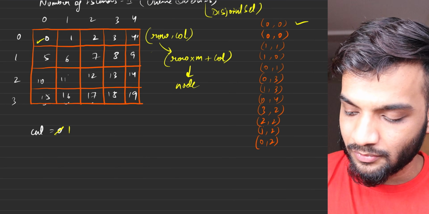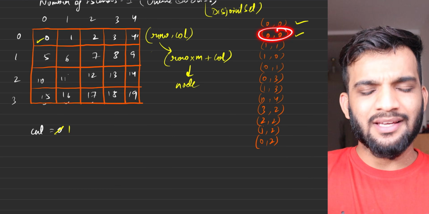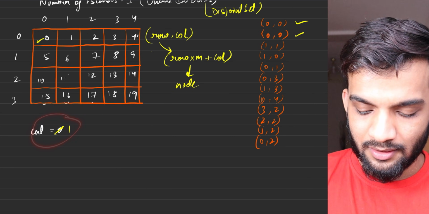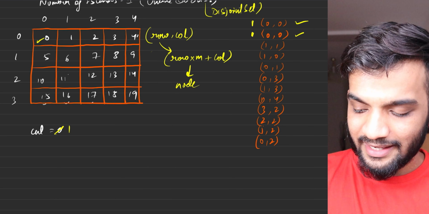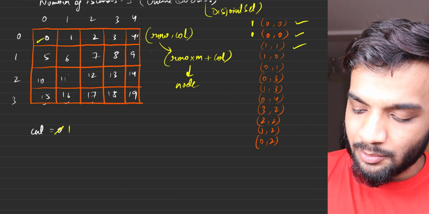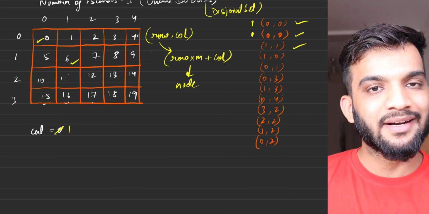Perfect. Next, I have 0, 0. I see this is already visited. So I'll say, hey, the count will still be 1. So see, first we got 1. Now the count still stays at 1. Next, we'll go to 1, 1. The moment we go to 1, 1, we see it's not visited. So let's mark it as visited.